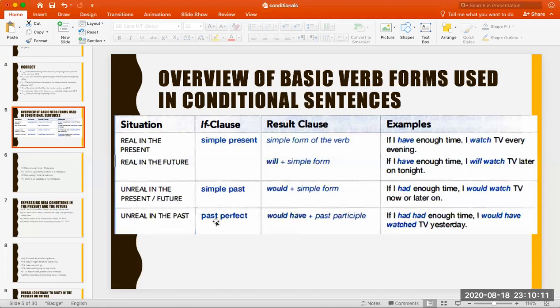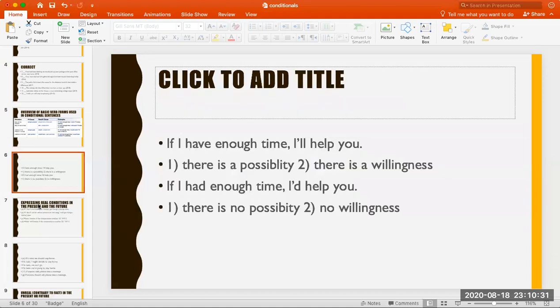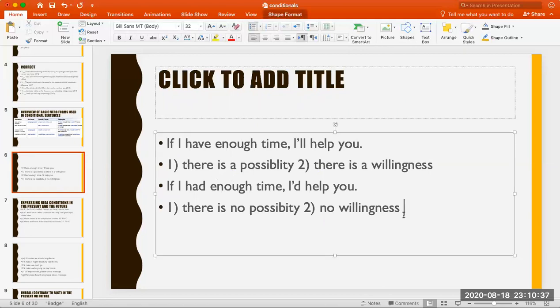We use would or could or might plus have plus past participle. So we have past perfect in the first part. We have would plus have plus past participle in the second part. Remember, always after will, would, can, could, shall, should, may, might, we use the infinitive. I'll talk about this in detail, but I'll give you an example here just to elaborate before we go into detail.